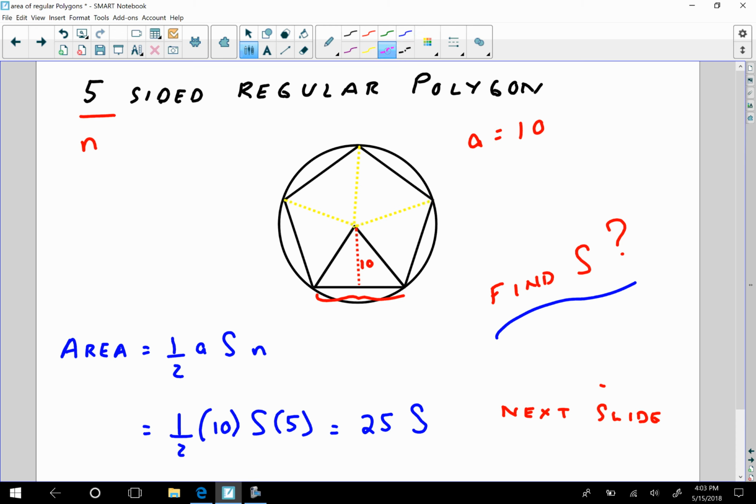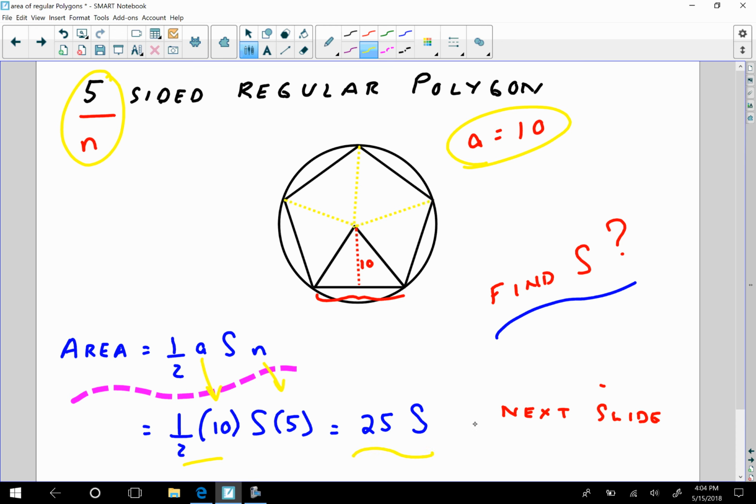Here's the formula for the area of a regular polygon, 1/2 A times S times N. And right away we're going to plug in what we know. Well, we know that N is equal to 5, so I'm going to put 5 in for N. I also know they give me the apothem, A is equal to 10. I'm going to put that in, and I'm going to simplify that. 1/2 times 10 is 5. 5 times 5 is 25. So the area is 25S.